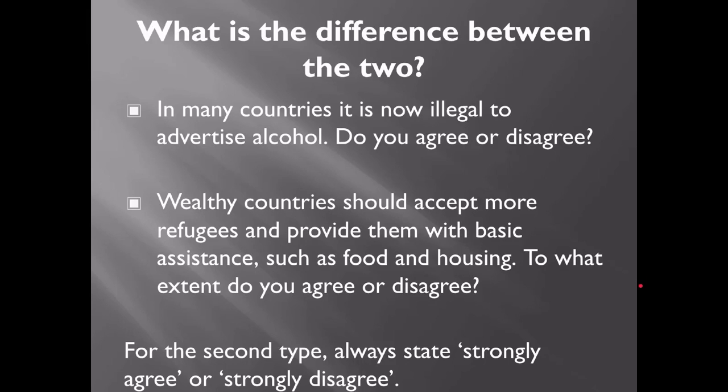For do you agree or disagree, it's fine to say I agree or I disagree, or this essay agrees or this essay disagrees. For to what extent, you should say I strongly agree or I strongly disagree, or this essay strongly agrees or this essay strongly disagrees. And that's the only difference, okay? Don't make it more complicated than it needs to be. That's all you need to know about the difference between those two.